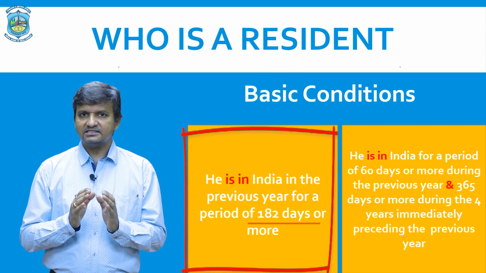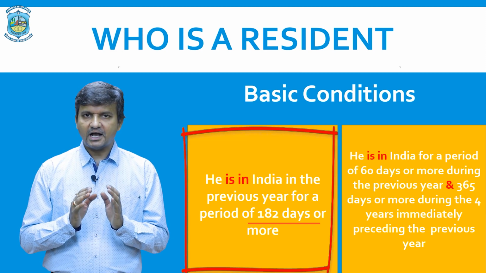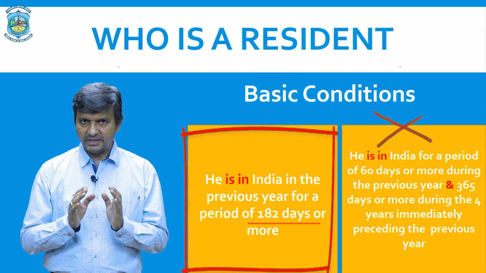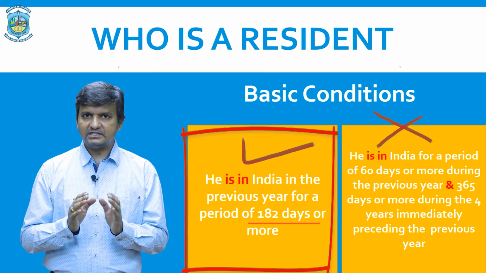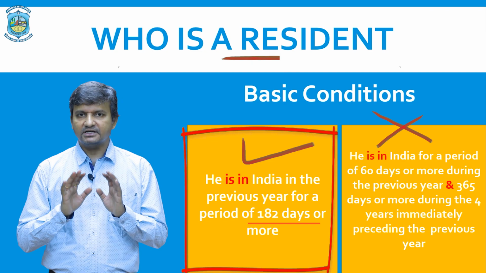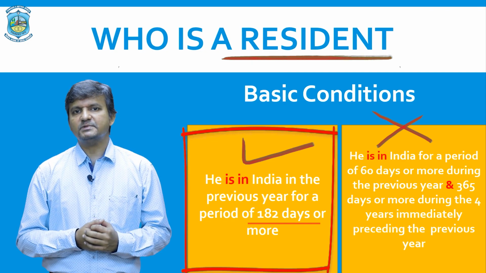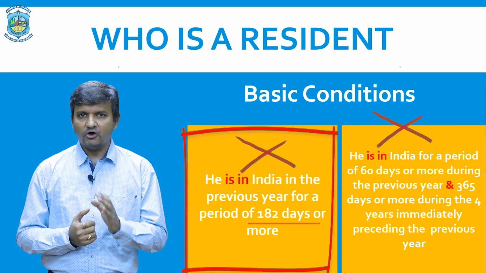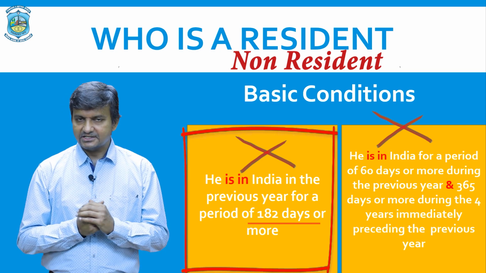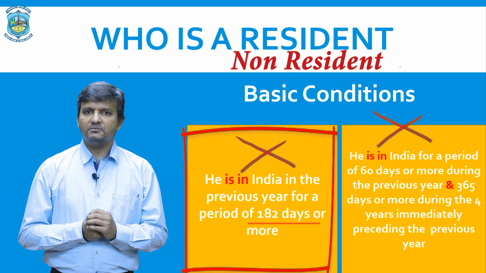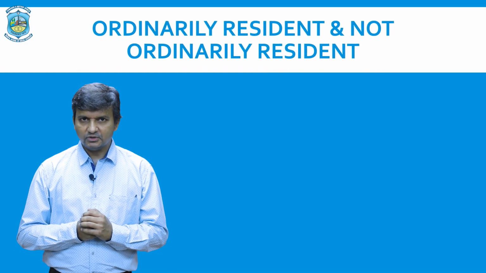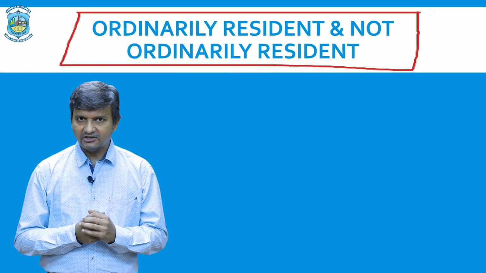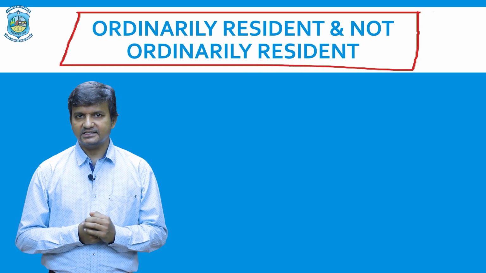In these 3 cases, the second basic condition becomes irrelevant. I repeat, the second basic condition becomes irrelevant. If he fulfills the first basic condition, he becomes a resident. If he does not fulfill the first basic condition, he becomes non-resident. Next, as now we have determined that he is resident, now we will proceed to find out whether he is ordinarily resident or he is not ordinarily resident.